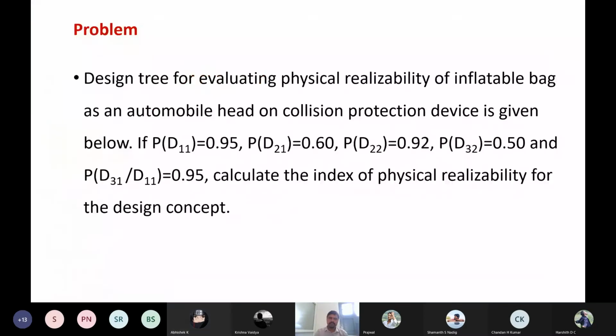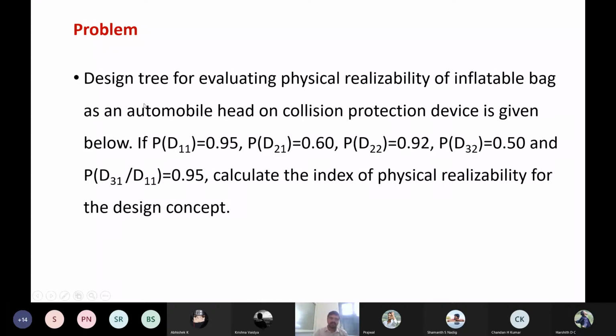That will be estimated using the design tree, or physical realizability estimation based on design tree. The design tree is employed to break a design problem into components, that is, into solutions and subproblems. So that will give you an understanding of the problem. In today's class we are going to solve a problem based on the design tree.